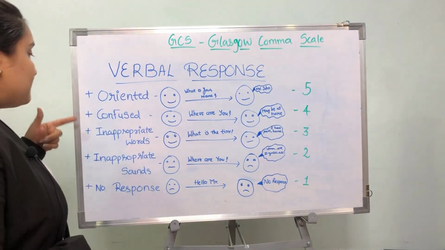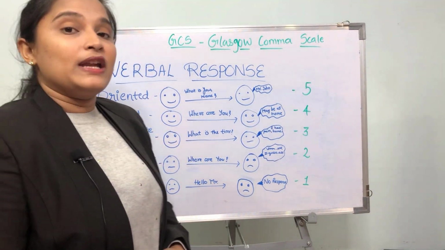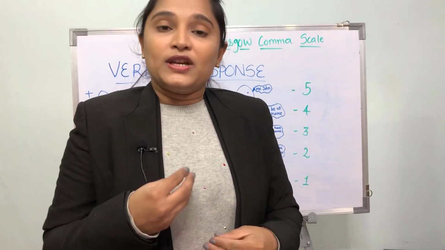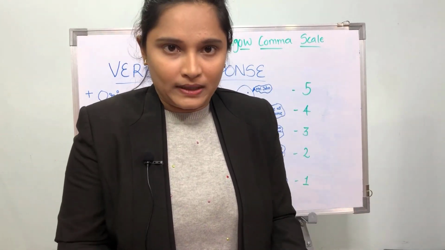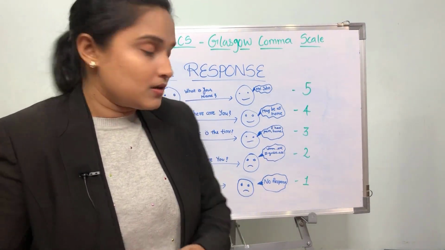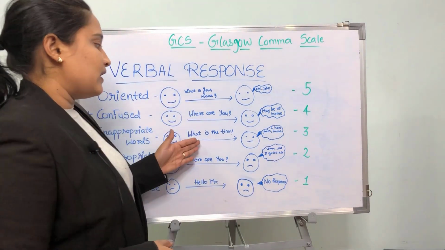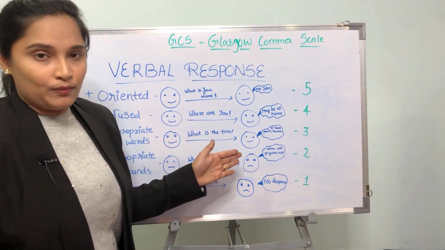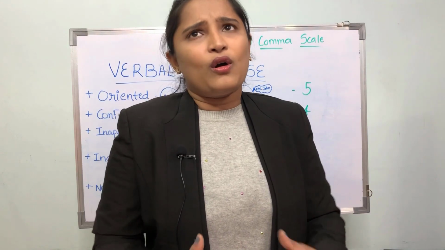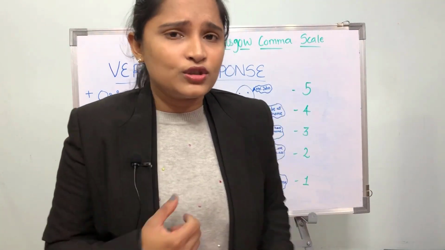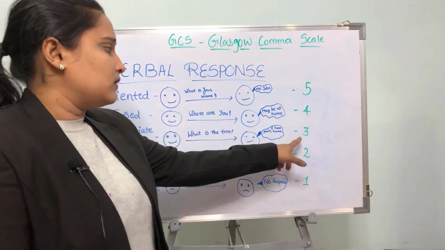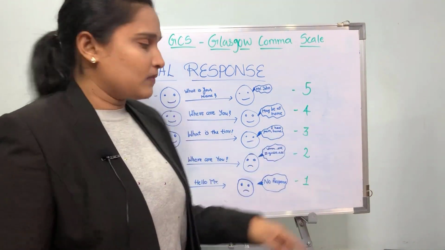If the patient is using inappropriate words, meaning when you ask something, the patient replies inappropriately. So if you ask what the time is right now, the patient will say, I have severe pain, or I am hungry, I want to go home. That is inappropriate words. The score will be 3.